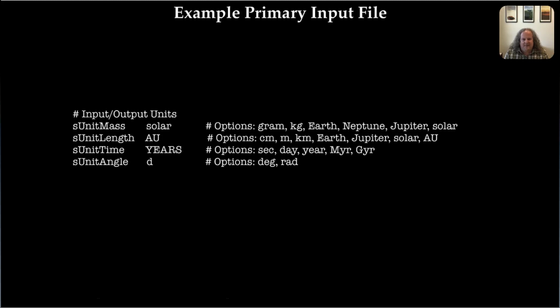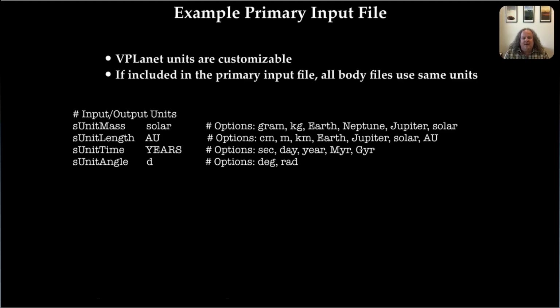All right, let's check out the next block of text in the input file, which are the units for the input files. The units of the arguments in VPLanet's input files are customizable. So if you include lines like these, then, for example, VPLanet will assume that any option that represents mass will have an argument whose units are solar masses. The units can be set for each body file individually, or if these options are set in the primary input file, then all bodies will use those same units. However, you can still include units in a body file, which will then supersede the values in the primary input file. The available unit arguments are presented in the documentation and are available in the onboard help.